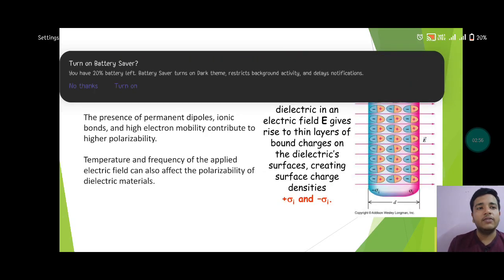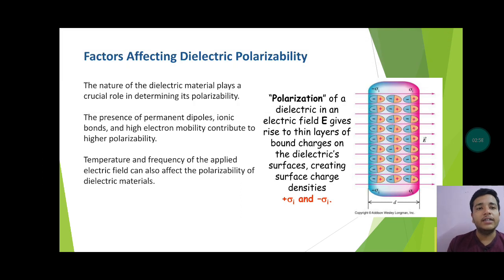Let us see what the factors affecting dielectric polarizability are. The nature of the dielectric material plays a crucial role in determining its polarizability. The presence of permanent dipoles, ionic bonds, and high electron mobility contributes to higher polarizability. Temperature and frequency of the applied electric field can also affect the polarizability of dielectric materials.